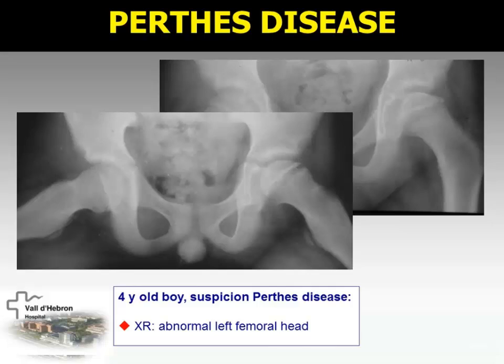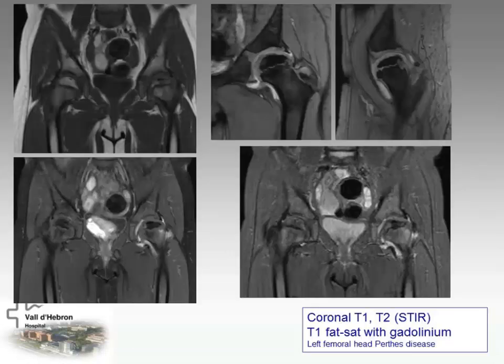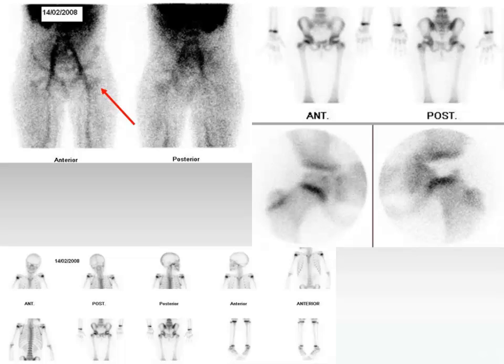Okay. Well, going to Perthes disease. This is a 4-year-old boy with suspicion of Perthes disease with an abnormal left femoral head on the X-ray, concordant with the MRI imaging. And these are the bone scan images, in this case with two phases, with an inflammation in the blood pool image, with a cold area on the pinhole images of both hips. Right hip completely normal, left hip cold area with a lateral pillar.